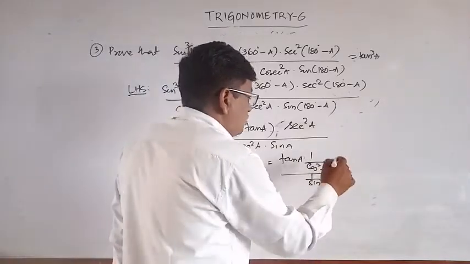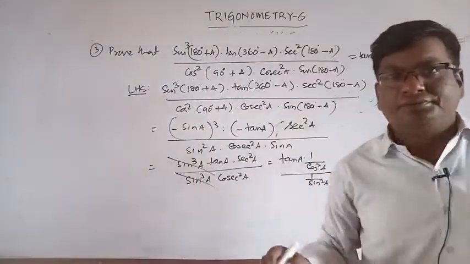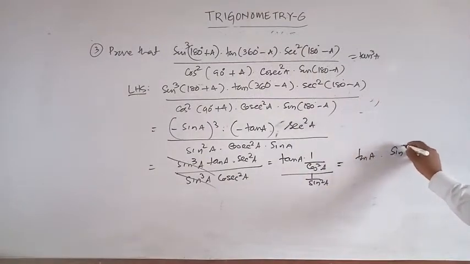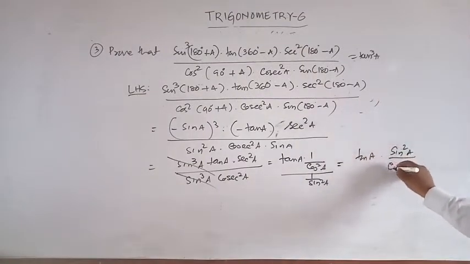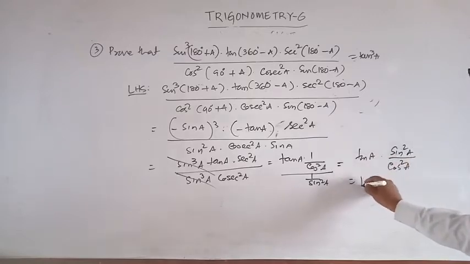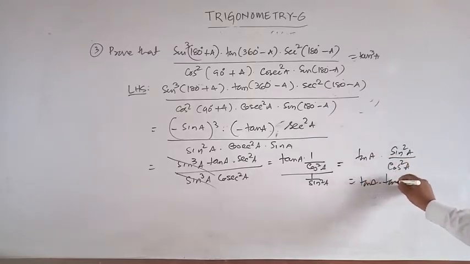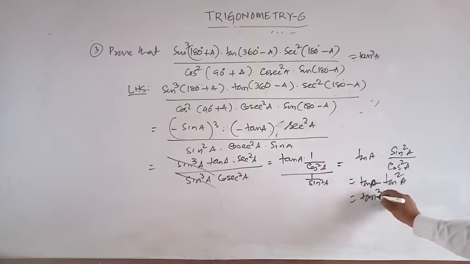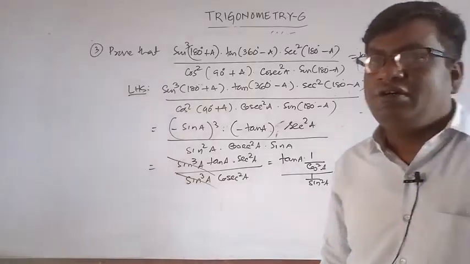So this is equal to what? This is equal to tan a into what? Sin square a by cos square a. So this is equal to tan a into tan square a. So final is what? Tan cube a is equal to the right hand side. This is one question. Now another question.